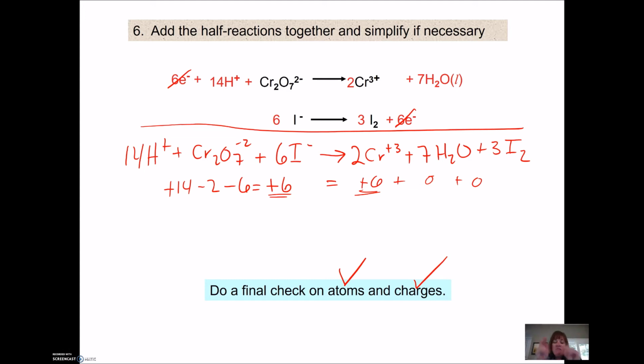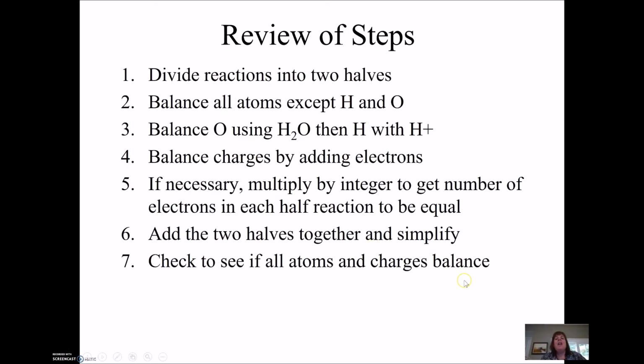All right, how you doing? Now, if you think you're good, go ahead and do the next one by yourself. If not, follow along with me. We're going to do another one together. But just to review, half reactions: balance all atoms but hydrogen and oxygen. Then balance oxygen with water and hydrogen with H+. Balance charges by adding electrons. Then if the number of electrons in your half reactions aren't equal, you're going to have to multiply one or both of those reactions by a whole number to make them equal. Then we're going to simplify and put them back together. And then we're definitely going to do the check at the end of all the atoms and charges, right? All right, let's do this.